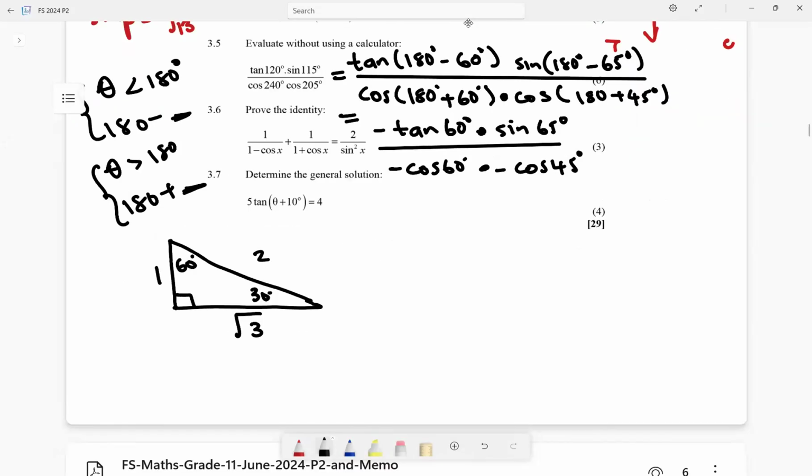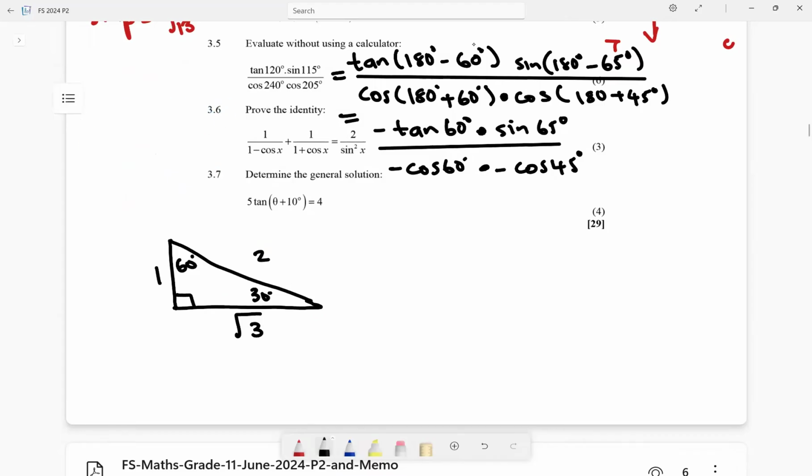Okay, I've quickly drawn our special angle triangle here. Now, I see a mistake here. When I reduce this, it will be 180 plus 25. This will be 25 instead of 45. Please bear with me. Sorry for the mistake. I do not like making mistakes. It causes confusion.